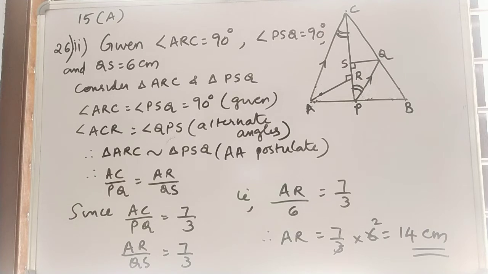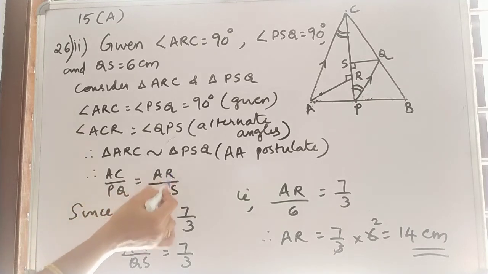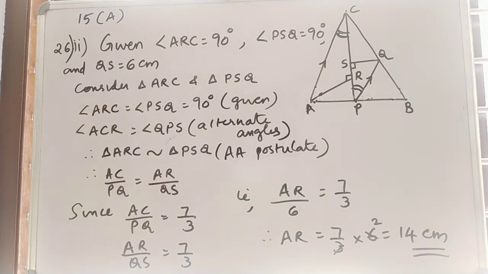So two angles we got. We can directly say that triangle ARC is similar to triangle PSQ. So we consider those two triangles. Since these two are similar, AC divided by PQ is equal to AR divided by QS. But we have from the first part, AC divided by PQ is 7 by 3. Since AC divided by PQ is 7 by 3, we can say that AR divided by QS is also 7 by 3. I think it is clear.